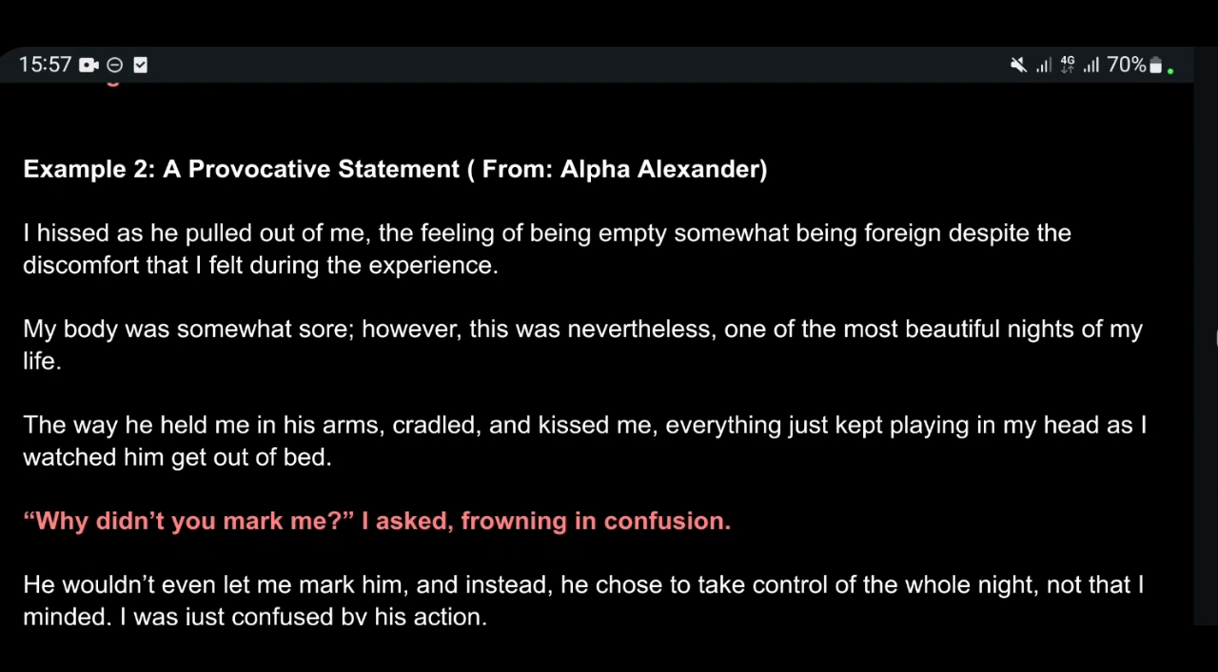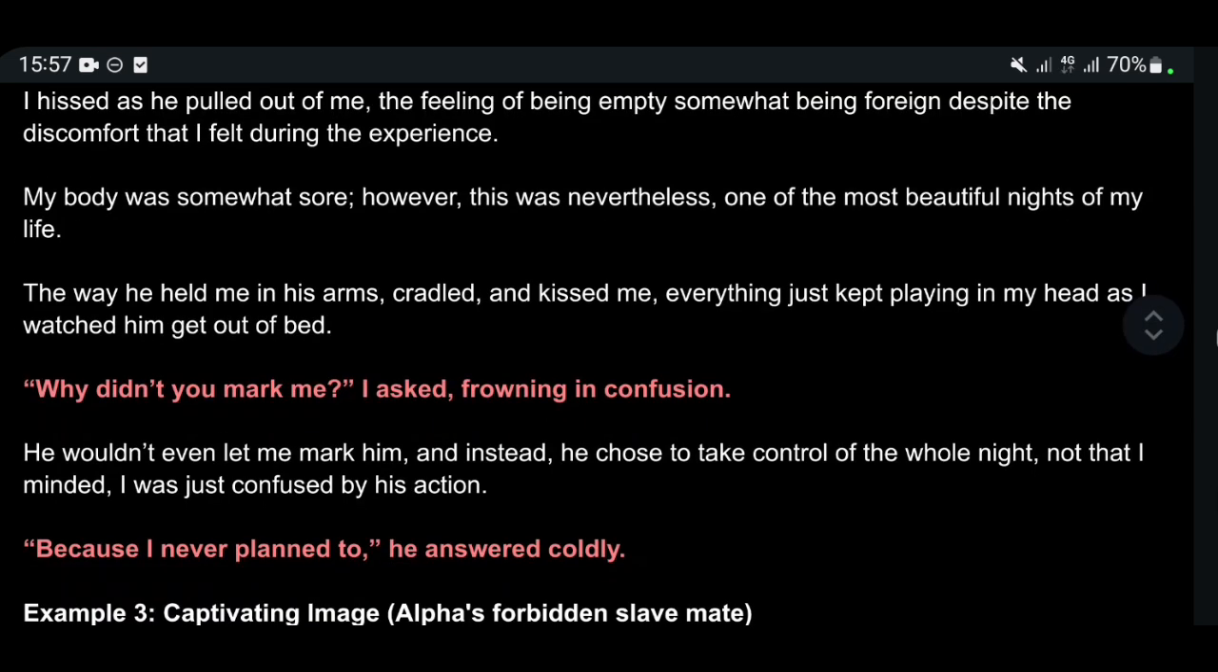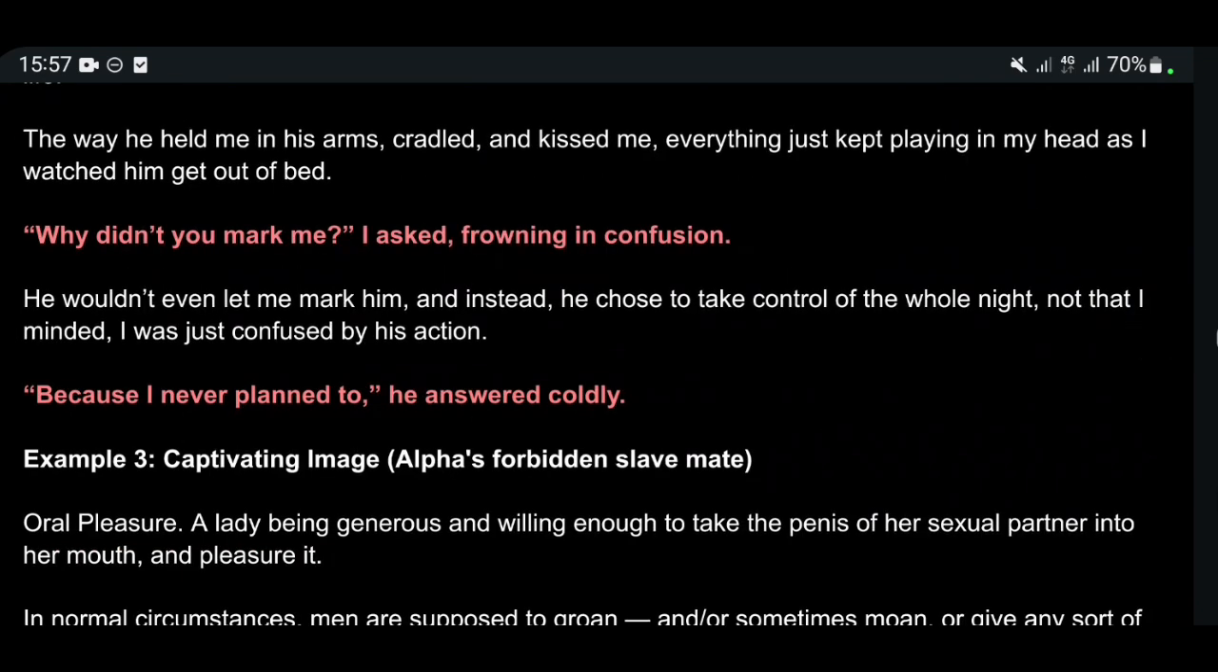I hissed as he pulled out of me. The feeling of being empty, somewhat foreign, despite the discomfort that I felt during the experience. My body was somehow sore. However, this was nevertheless one of the most beautiful nights of my life. The way he held me in his arms, cradled and kissed me. Everything just kept playing in my head as I watched him get out of the bed. Why didn't you mark me? I asked, frowning in confusion. He wouldn't even let me mark him, and instead, he chose to take control of the whole night. Not that I minded, I was just confused by his action. I never planned to, he answered coldly.